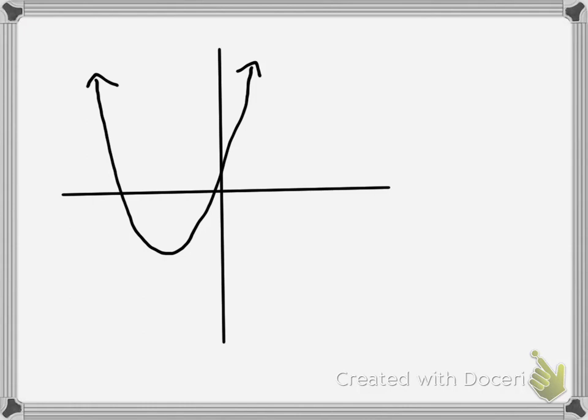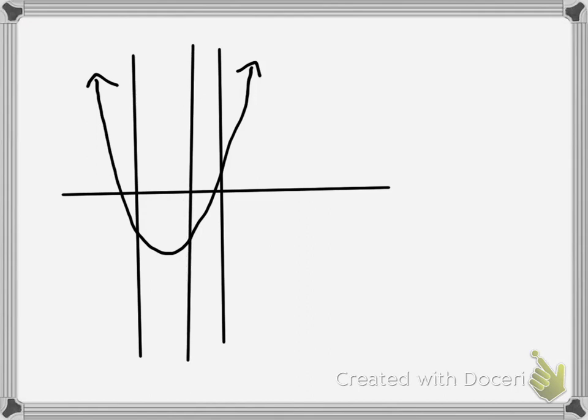So if I look at a relation like this, it's a nice parabola. No matter what vertical line I draw, I have technology that allows me to draw straight vertical lines. That's magical. No matter what vertical line I draw, it's going to cross my graph in exactly one point. So that is a function.